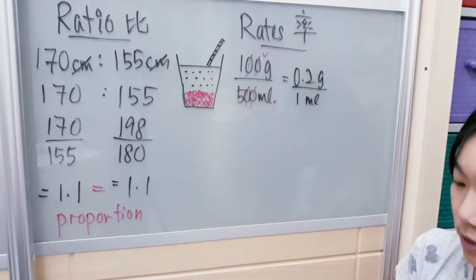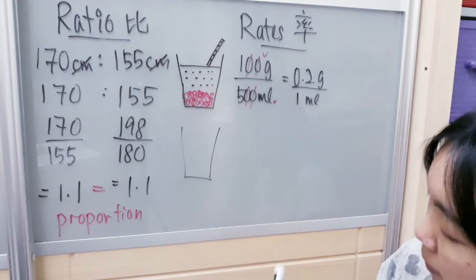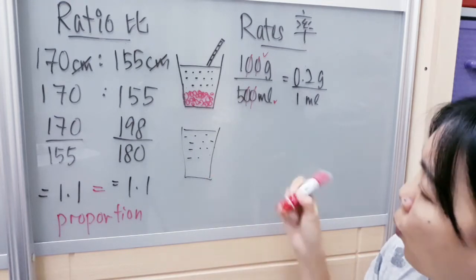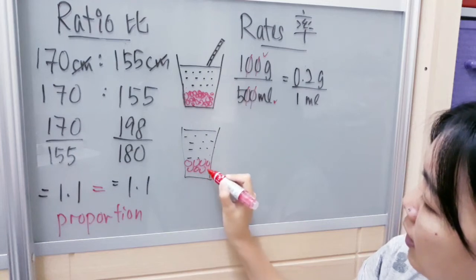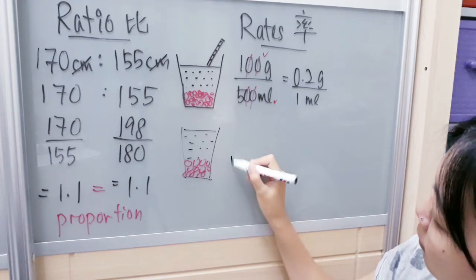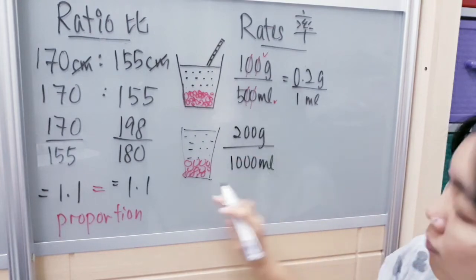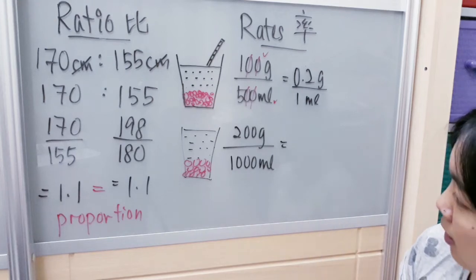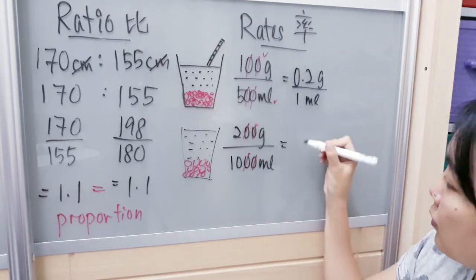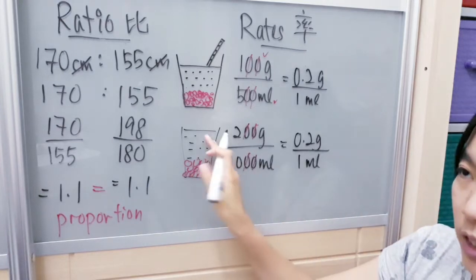Similarly, when we compare about rates, this is a small size of bubble tea. What if I have a bigger size of bubble tea? Instead of 500 ml, I have about 1000 ml, which is 1 liter, and this is my bubble inside. So I have actually 1 liter of bubble tea, which contain about 200 grams of bubble pearl inside. And when we slash this off and put into the calculator, I will also get 0.2 gram of bubble pearl in 1 ml of the tea here.